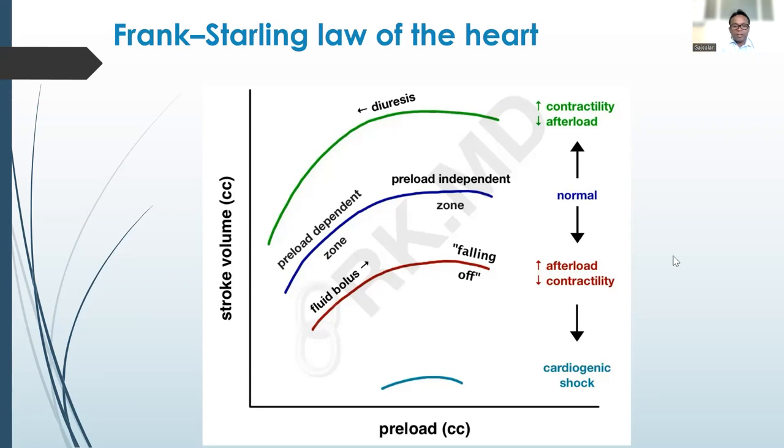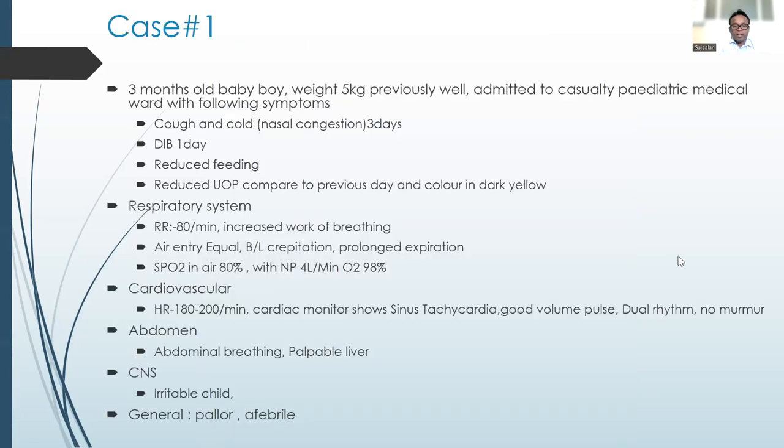This is a very tiny baby, a 3-month-old baby boy, weight 5 kilograms, previously well, with previous infection, severe nasal congestion, and reduced feeding. On admission, respiratory rate was 80, with increased work of breathing, that means suprasternal and intercostal recessions and nasal flaring. All the distress features were there in the ward.